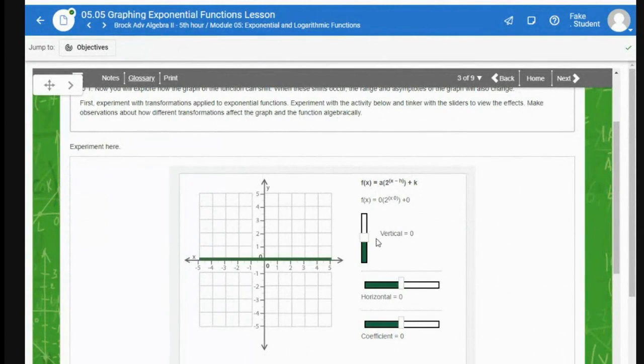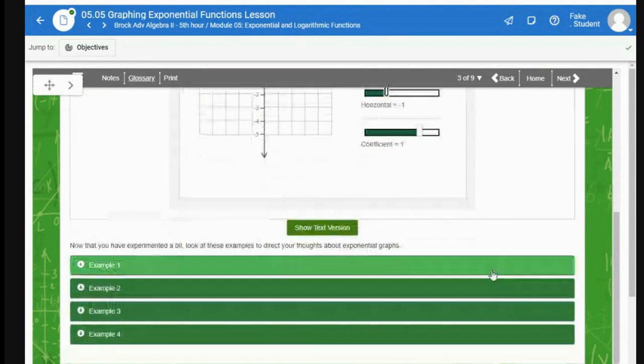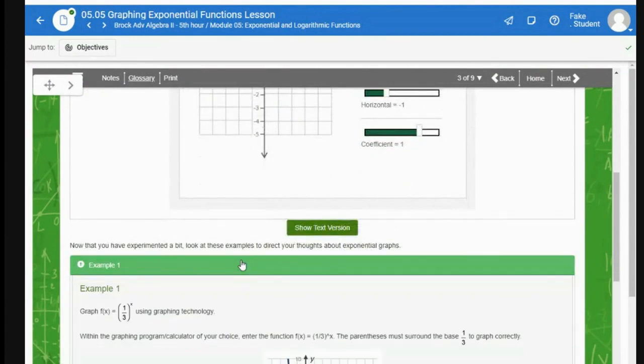So they show that right here. If we have vertical, oh, they need a base that's different though. Okay. As we change the k, plus or minus, it goes up and down. As we change the h to a positive, it moves it left and right. So that's what the h does, moves it left and right. And then it gives you some more examples if you want to see them.